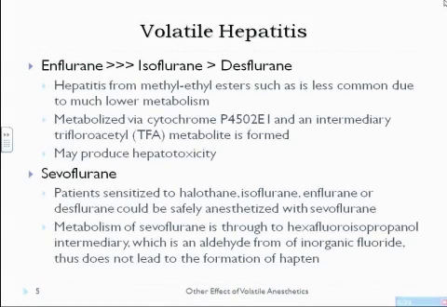Remember, these agents are methyl ethyl ethers, and they do have a little less metabolism, but still don't have zero production of TFA. Sevo, on the other hand, may actually be safe to use for patients that are sensitized to halothane, isoflurane, enflurane, or desflurane, because the metabolism is through what's called a hexafluoroisopropanol intermediary, which is cleaved to an inorganic fluoride, and it does not lead to the formation of hapten, which is the TFA.